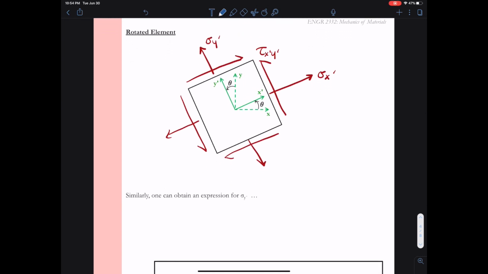So now we have a way of coming up with sigma x prime and tau x prime y prime. The problem is we did not come up with something for sigma y prime. So we have two options here. We can go back to our wedge, cut our wedge a little bit differently, and do everything so that we could formulate sigma y prime. But I think there could be an easier way, because if we look at our block, sigma y prime is the same as sigma x prime, but it's off by 90 degrees.